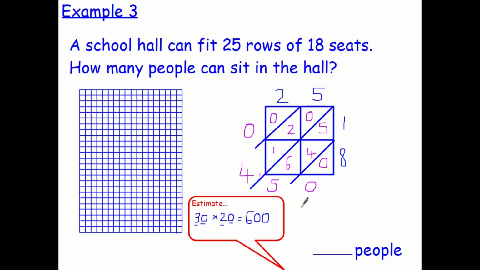So the digits of my answer are 4, 5, 0. Don't get confused with this little 1 here, that was just carried. The digits are just 4, 5, 0. And because my estimate was 600, I reckon, therefore, the hall can sit 450 people.